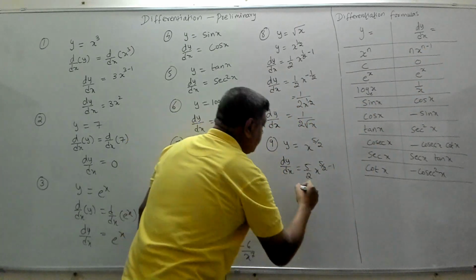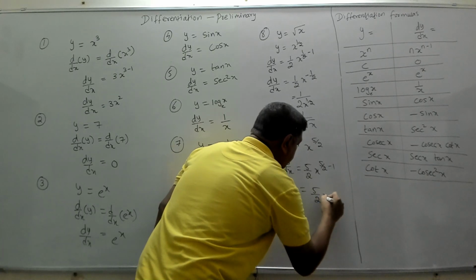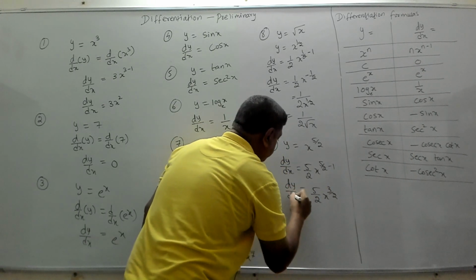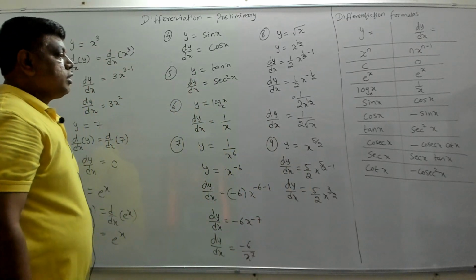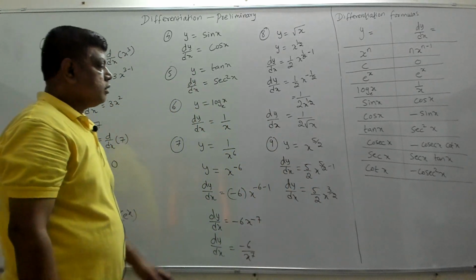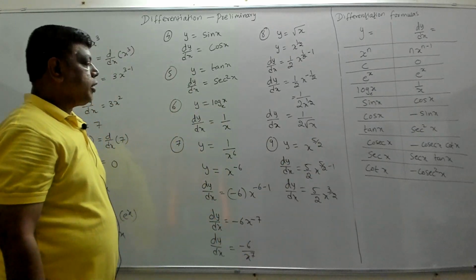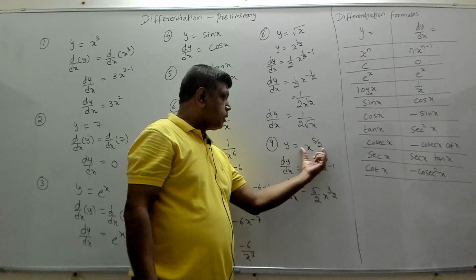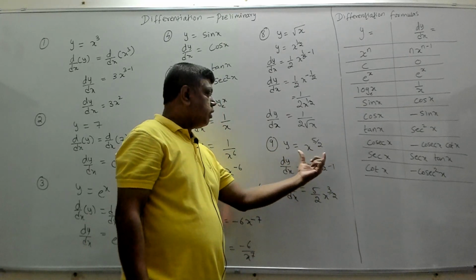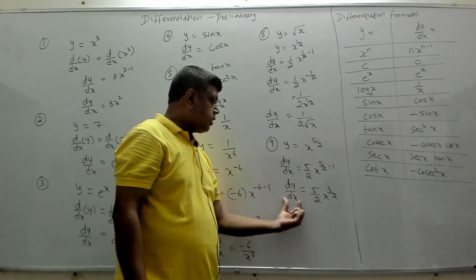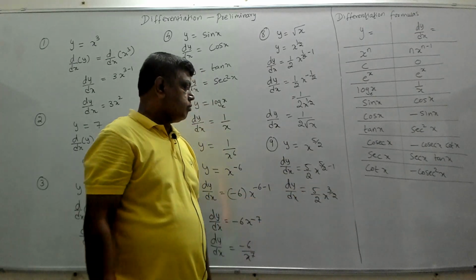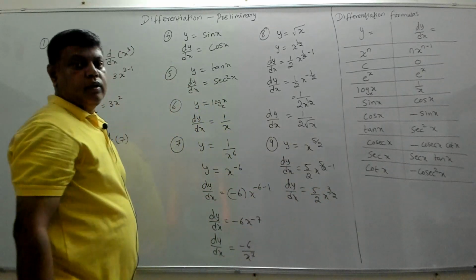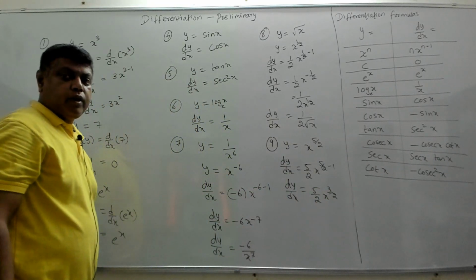So if you simplify this, you get 5 by 2 x power, 5 by 2 minus 1 is 3 by 2. So this is the derivative of y is equal to x power 5 by 2. If y is equal to x power 5 by 2, the derivative of that is 5 by 2 x power 3 by 2. Using this formula, we are applying this formula, then we are simplifying. We got the dy by dx as 5 by 2 x power 3 by 2.